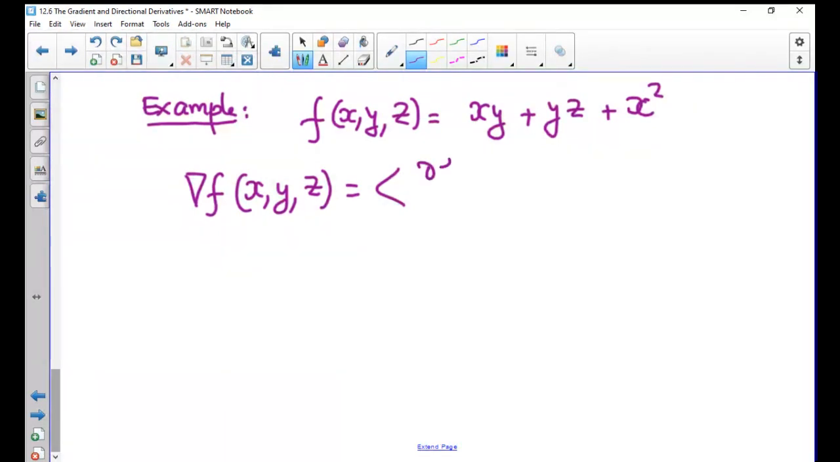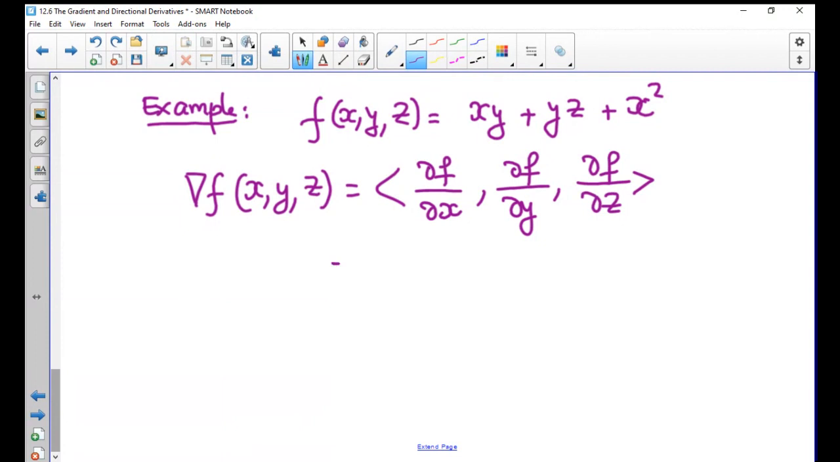So it's going to be df over dx, and then the vector df over dx, df over dy, and df over dz, like this. So what will be, in this case, the gradient? What is df over dx for this function? Y plus 2x, good. So that is the first component.